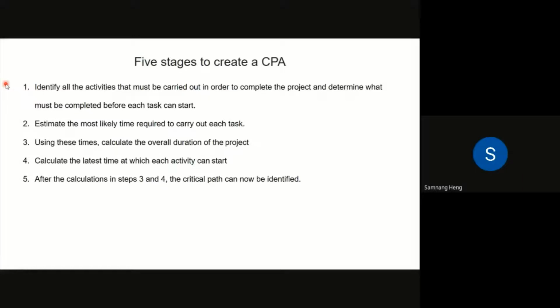So the first thing you need to do in CPA, there are 5 stages. First, you have to identify all activities that must be carried out in order to complete the project. In order to construct a building, what kinds of tasks do you need to do? You identify everything. I know construction companies are really smart at this. They know what they are doing. They have a list of tasks that need to be done first, and the following tasks after. So first, you need to identify everything.